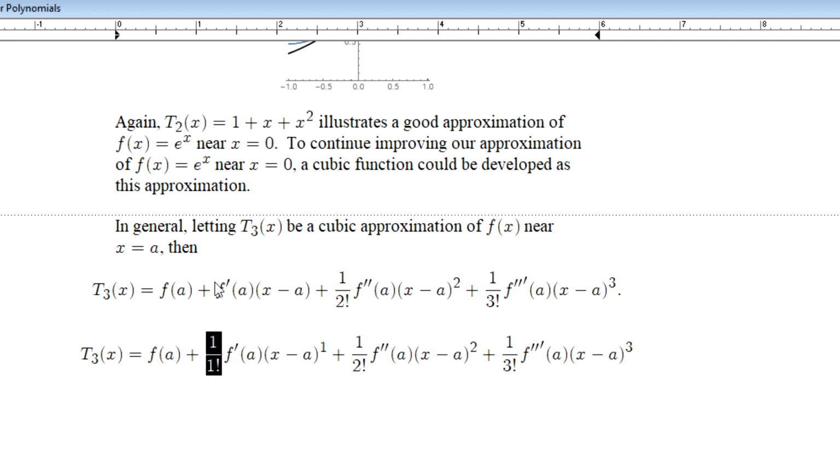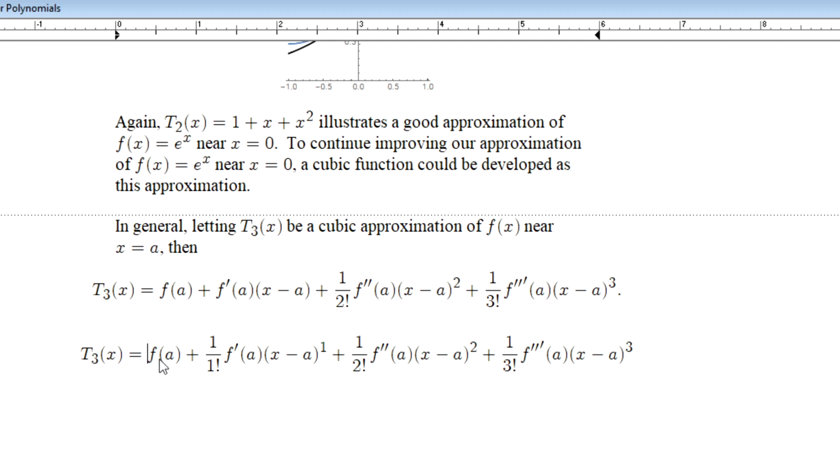1 divided by 1 is just 1, so this leading coefficient on this term is just the value of 1, so we don't see it. And this power, anything to the first power, is just itself. So we don't typically see that power of 1 there.